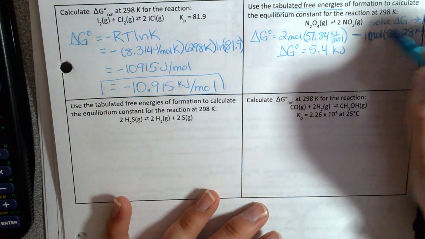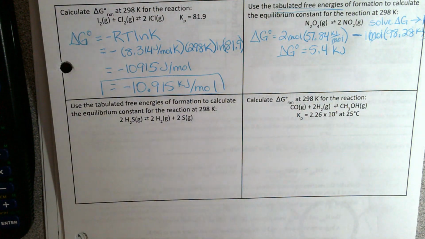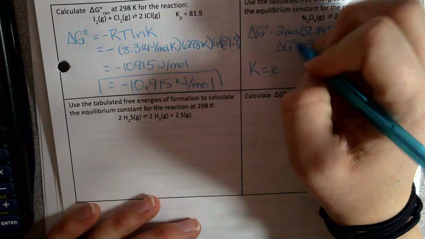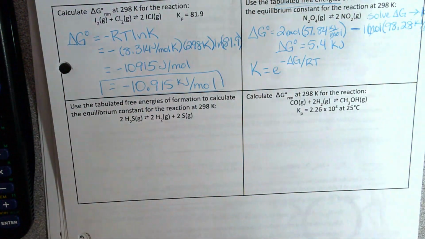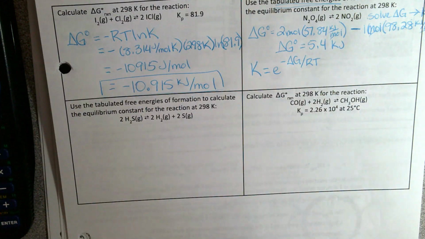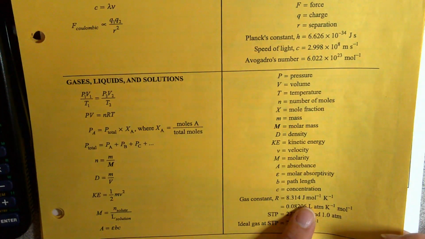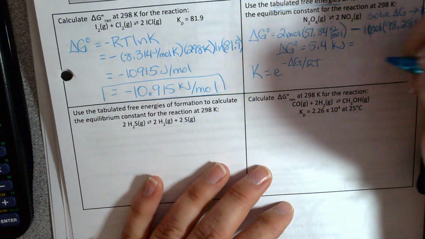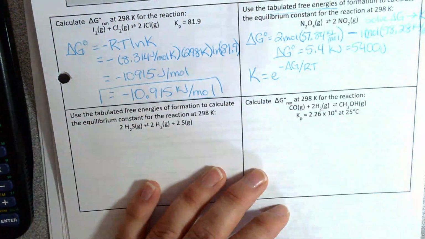because our moles canceled. So now we're going to use that K equation, which we just saw on the previous page. K equals inverse natural log of negative delta G divided by RT. But we have to remember that our R, when we look at our equation sheet, our gas constant is in joules per mole. So we need to convert our delta G from kilojoules into joules. So that's going to be 5,400 joules.